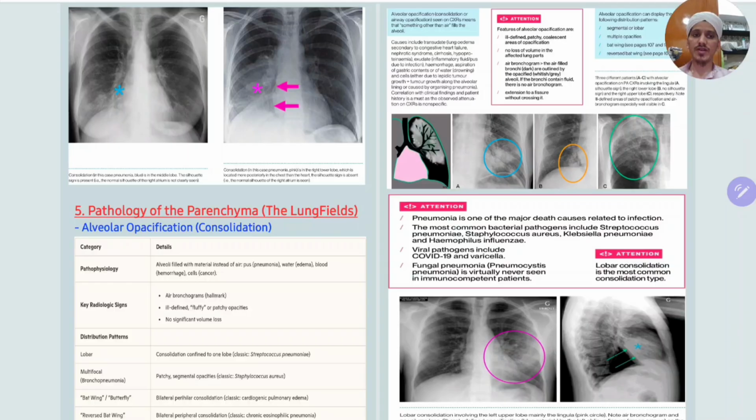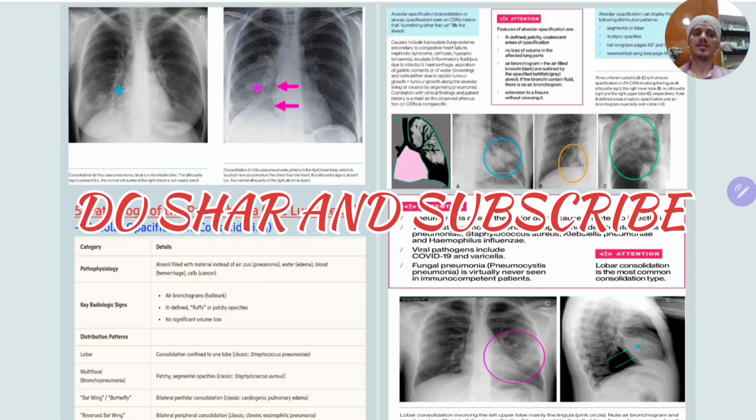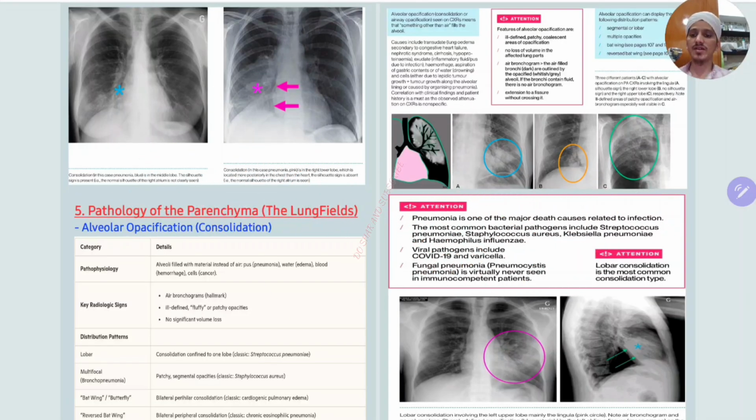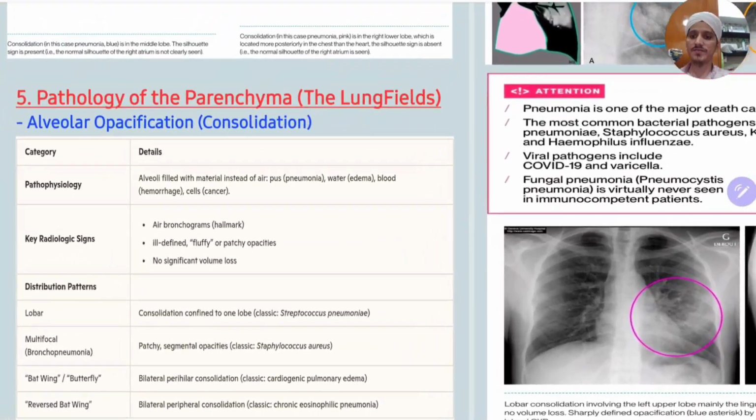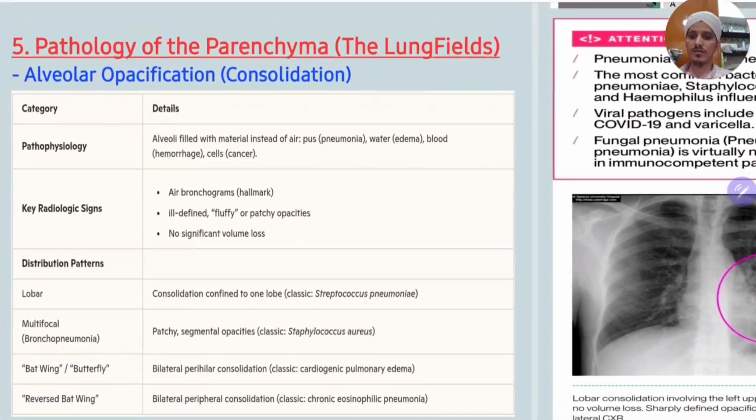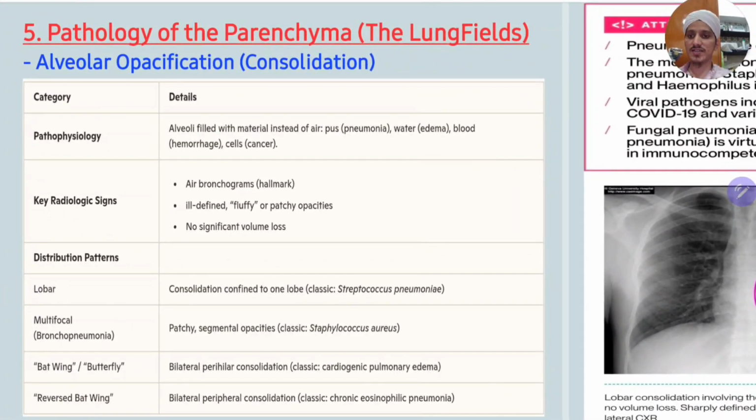So, in the previous video, we learned about the normal chest X-ray and the silhouette sign. From this video onwards, we will learn the pathological things in the chest X-ray. So, let's begin with the name of Almighty. First of all, we will discuss the pathology of the parenchyma of the lung fields.